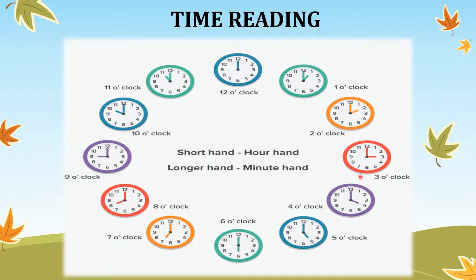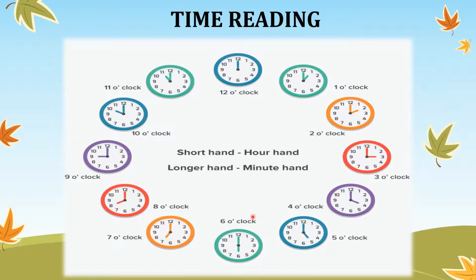Coming to the next clock. Who will tell me the time? Correct. It is 3 o'clock. Next one. Okay. You are going to tell me the time. Is it 5 o'clock? No. It is 4 o'clock. Okay. Next one. Is it 12 o'clock? No. Why? Because both the hands are not at 12. So it is 5 o'clock.